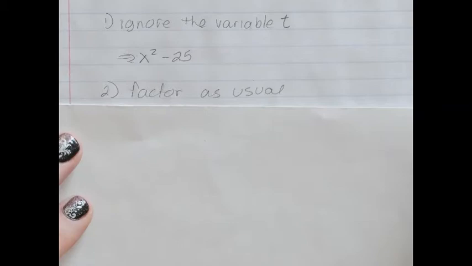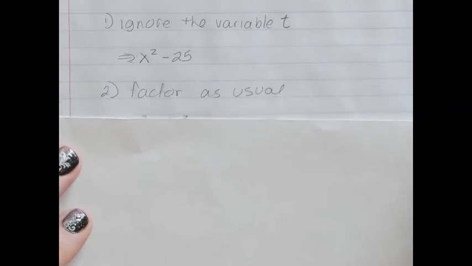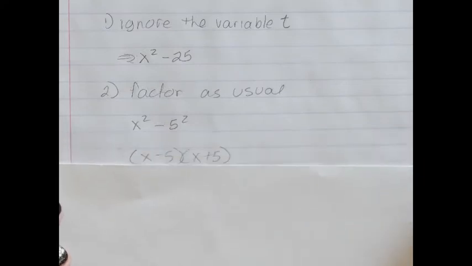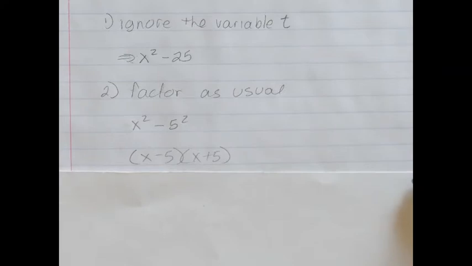Factor as usual. Okay, I can do that, not a problem. So I changed a 25 to a 5 squared. Now everything has a power of 2. Perfect, that looks familiar. So that's x minus 5 times x plus 5. So we factored it. And I know what you're saying.